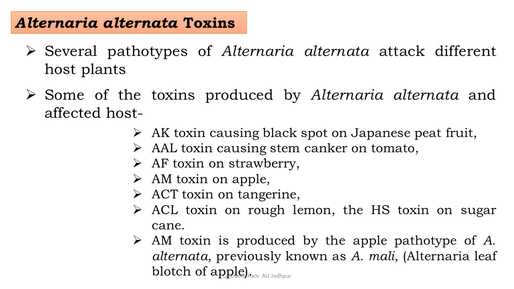As an example of an Alternaria alternata toxin, AM toxin is produced by the apple pathotype of Alternaria alternata, known previously as Alternaria mali, and causes Alternaria leaf blotch of apple.